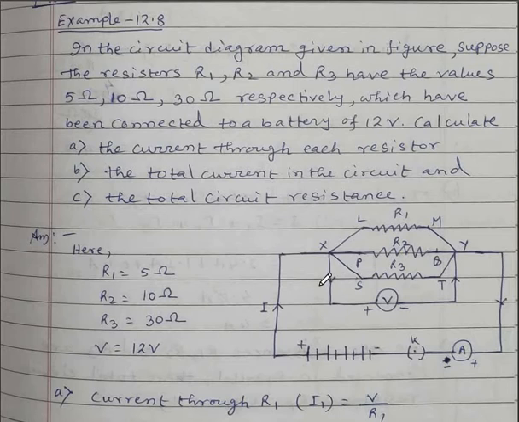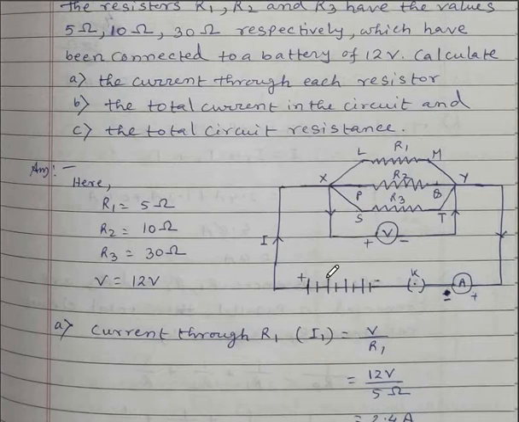But for parallel connection, you know that current will be split. One part will go to R1, one part to R2, one part to R3. In this question, we are going to calculate the current through each resistor, the total current and the total circuit resistance.